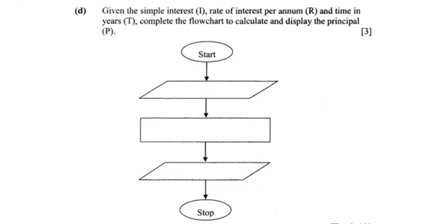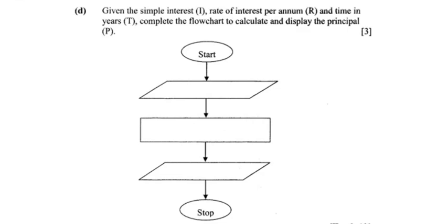In this video I would like us to look at this question on computers where we have to complete the flowchart which is given below. So the question reads, given the simple interest I, rate of interest per annum R, and time in years T, complete the flowchart to calculate and display the principal P.